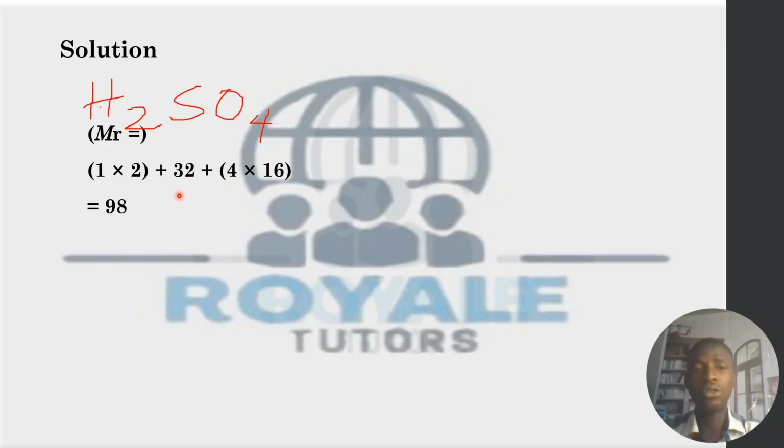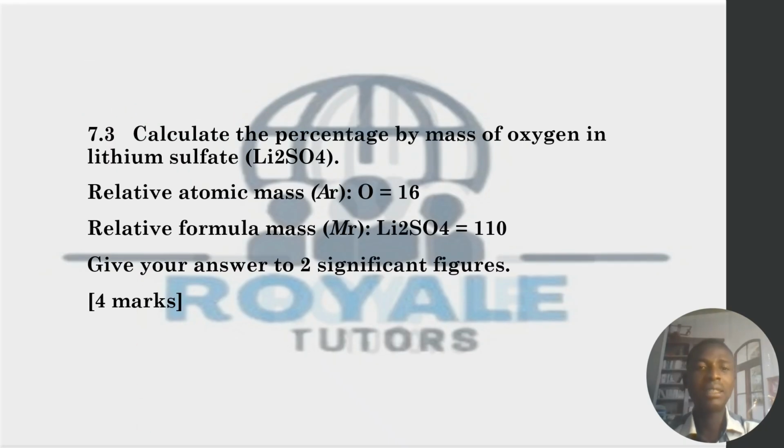Our sulfur is 32, plus 32. Don't forget oxygen, the atomic mass of oxygen is what? It is 16. So how many oxygen do we have here? We have 4 oxygen. So that is why we have 4 times 16 in parentheses. So 1 times 2 will give us 2, plus 32, plus what we have here. Add everything together. What's your answer? If you say 98, you are 100% correct. So you've gotten a total of 2 marks as far as this is concerned.